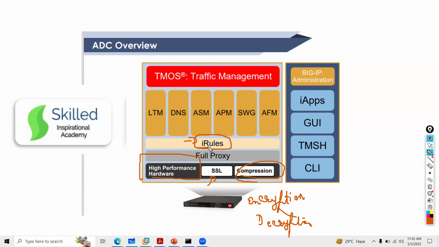So TMOS is the main operating system for all your F5 products. It is the Traffic Management Operating System, providing all management functions. It has its own dedicated CPU and memory. And this operating system works on which layer? Linux. It's a Linux based operating system.